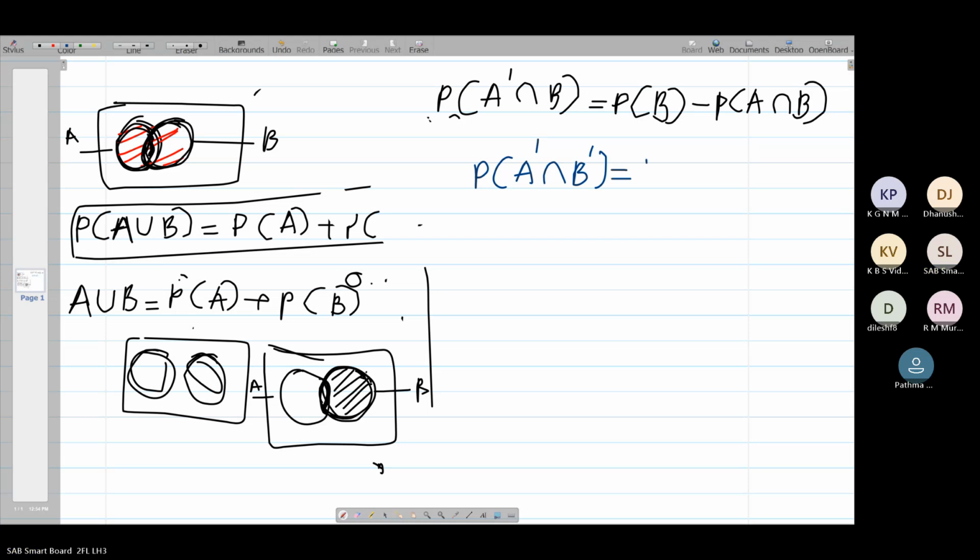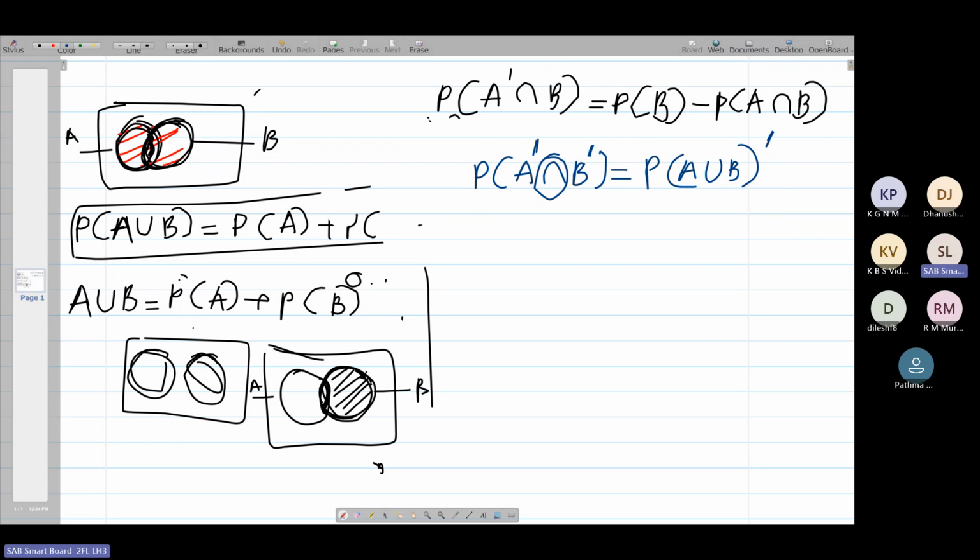Here, the dash complement is common to both events. The common one. Then we take this complement sign outside the brackets. Then we write the two events A, B. Then change the operation here. This event operation is intersection. What is the opposite one? Union. Then we write it here. This is equal to what? Complement of the union. Complement of the union. Is it clear?